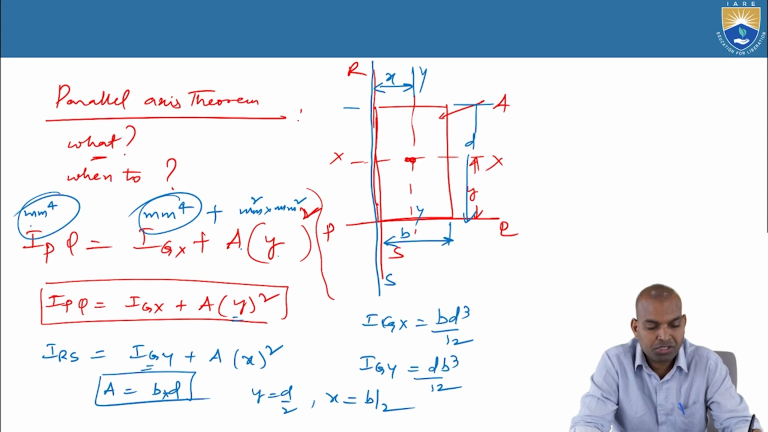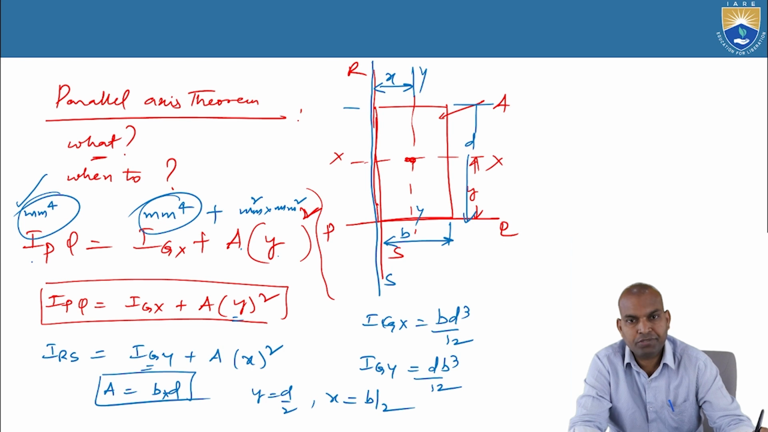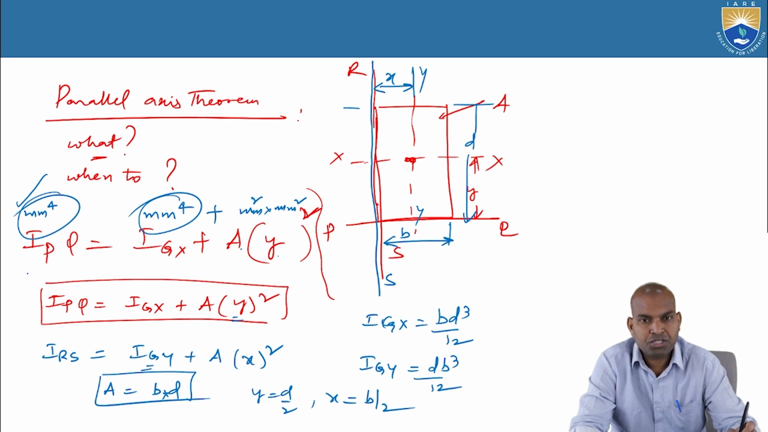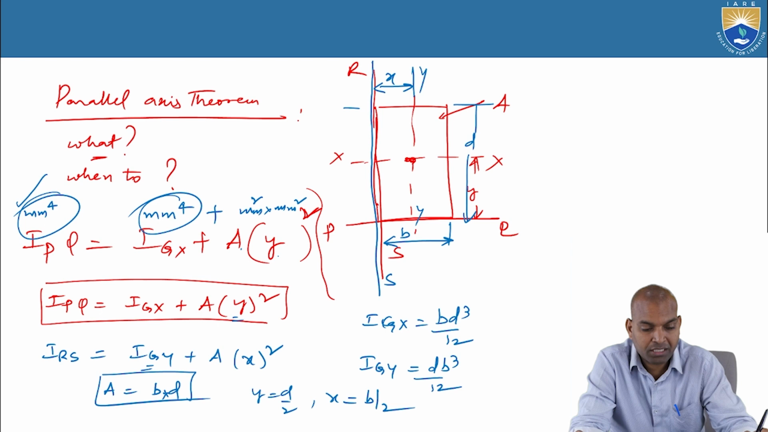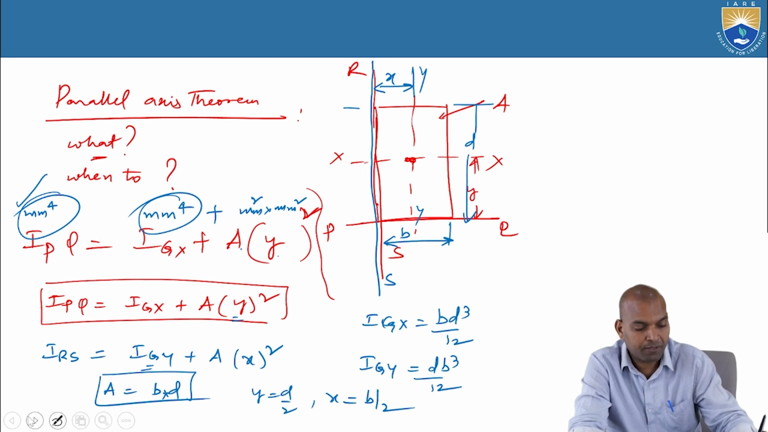From the left side, RHS units is equal to LHS units. So the unit for moment of inertia is millimeter to the power 4 or meter to the power 4. All right. Now, this was a simple geometry where we applied the parallel axis theorem.